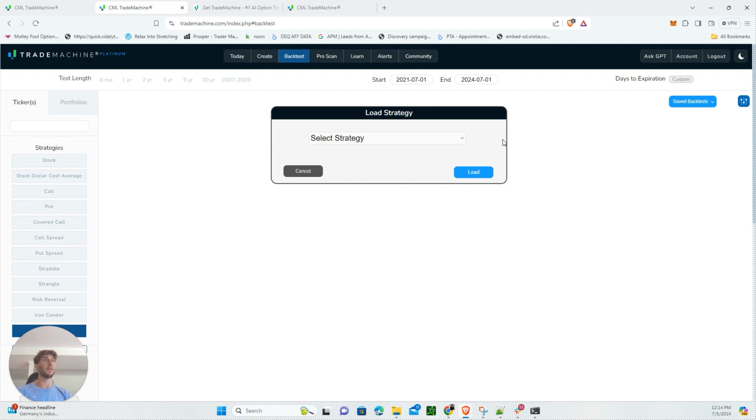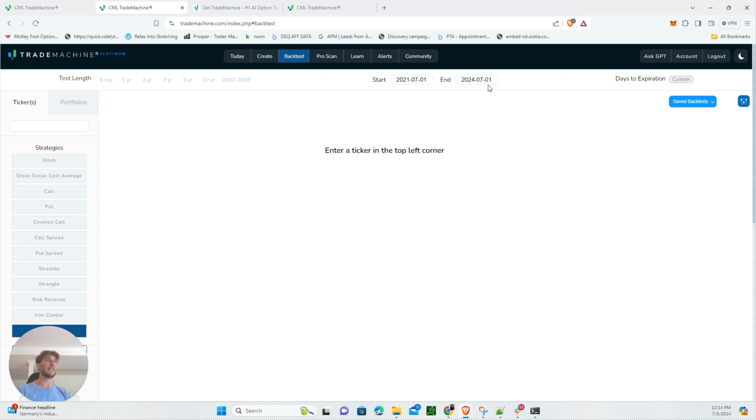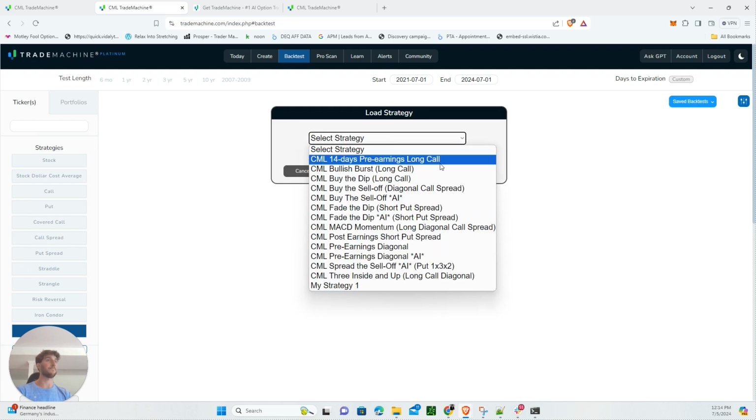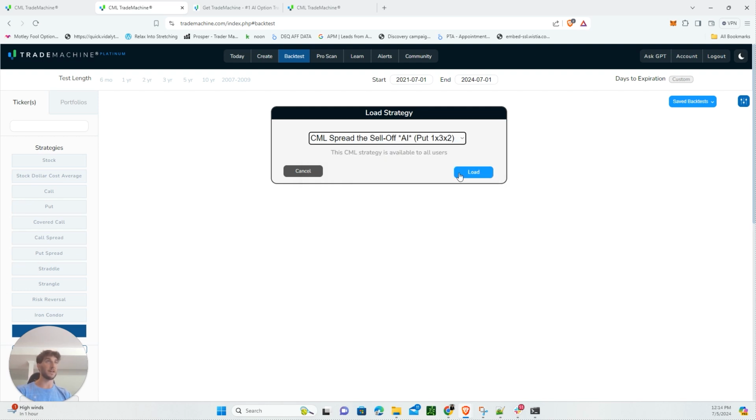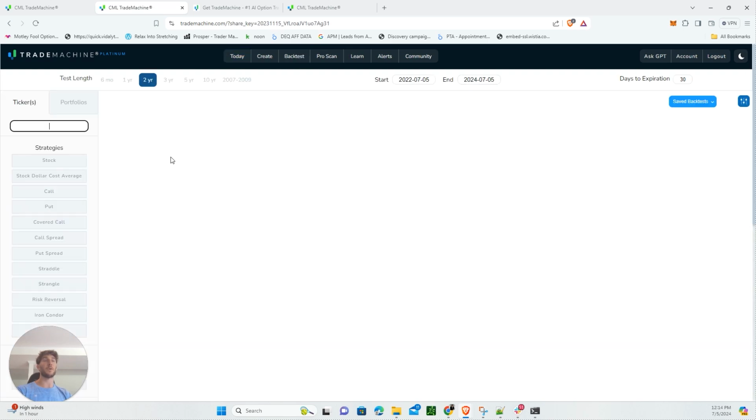But in the meantime, they basically loaded it into Trade Machine. So if you go to the backtest tab here and you go over here to saved backtests, you notice a bunch of these are loaded in here. And specifically, there's ones that have these kind of AI labels on them. Those are the ones we want. And in particular, we're going to focus on this one called Spread the Sell-Off. So we're going to load this one up.